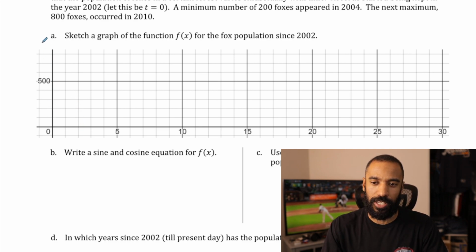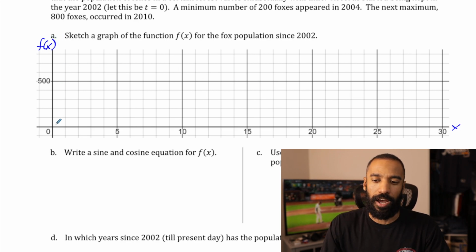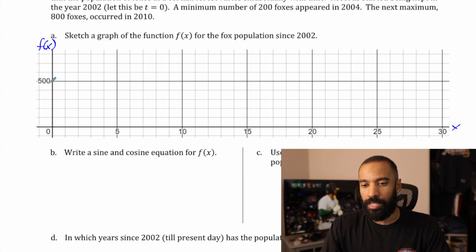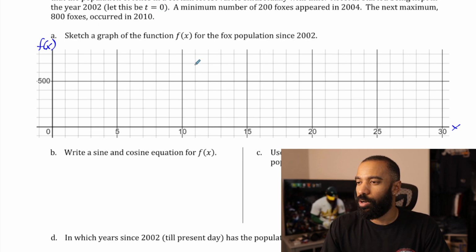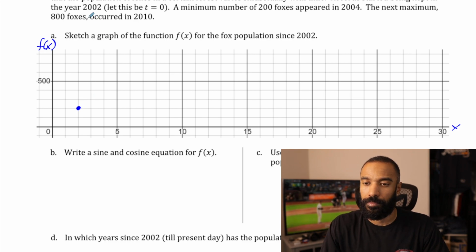Now you can see that this is scaled. This is your f of x, by the way, and this is x, which is your years since 2002. These are scaled by 100s: 100, 200, 300, 400, 500. So 200 foxes appeared in 2004, which is 2 years away right there. That is a point that's on this graph.